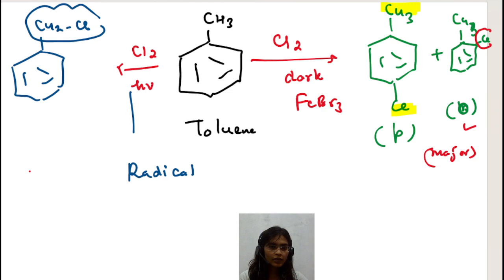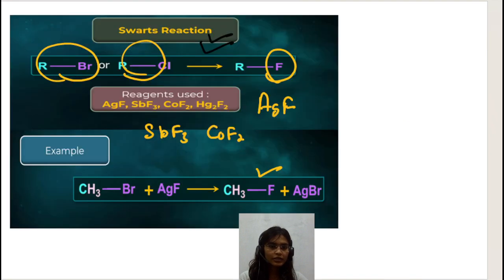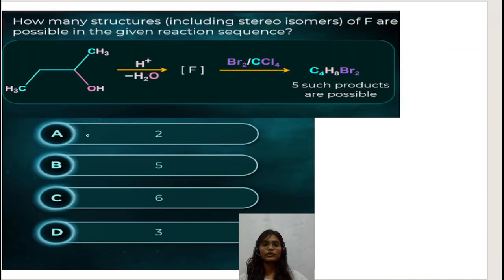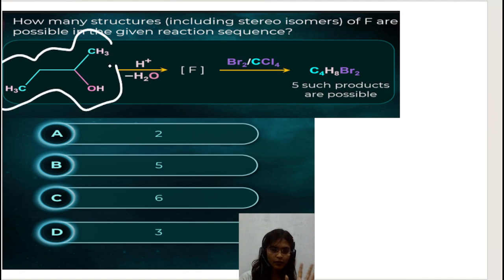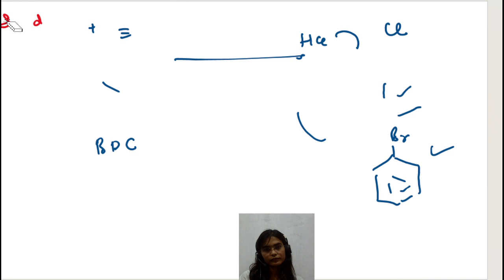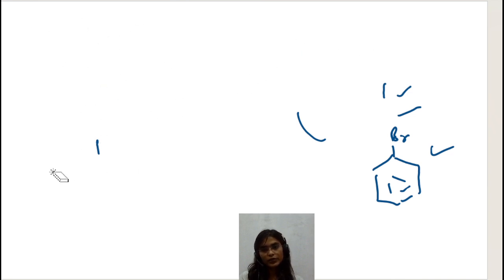Okay, so the question part starts now. Let me check what we were discussing. This slide done, this slide done. Please answer this question. Let me explain what the question wants to say. The question asks how many structures. Let me explain on the next slide. Let's erase all the things so that you get a clear picture of how the question is asked. So this is the question.